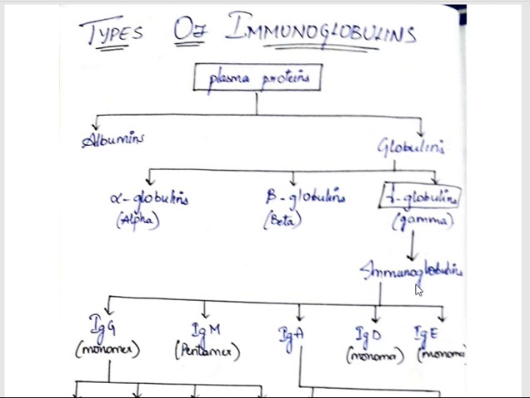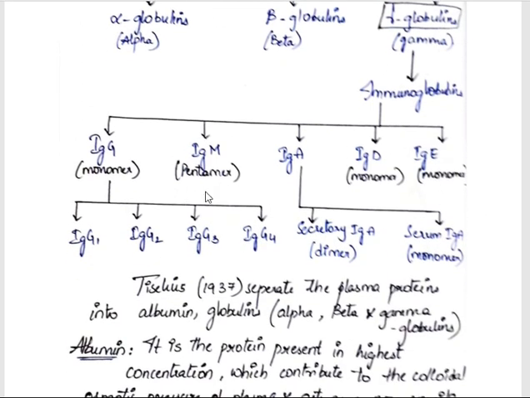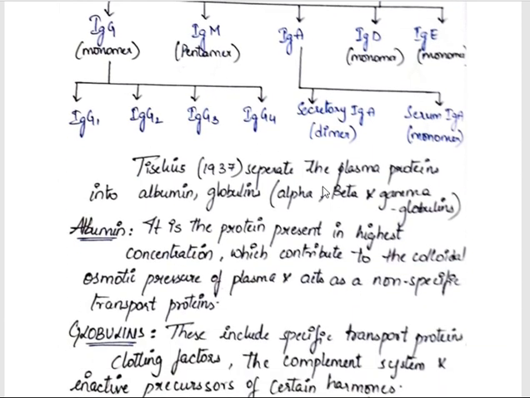Depending upon the heavy chain of the antibody or immunoglobulin, the immunoglobulins are classified or differentiated into five types. So what are those five types? IgG, IgM, IgA, IgD and IgE. These also have subtypes, which we will discuss in detail now. Tiselius in 1937 separated the plasma proteins into albumins, globulins, that is alpha, beta and gamma, as I told you.